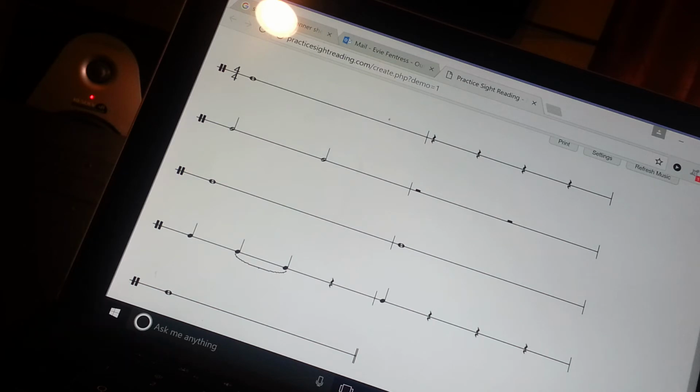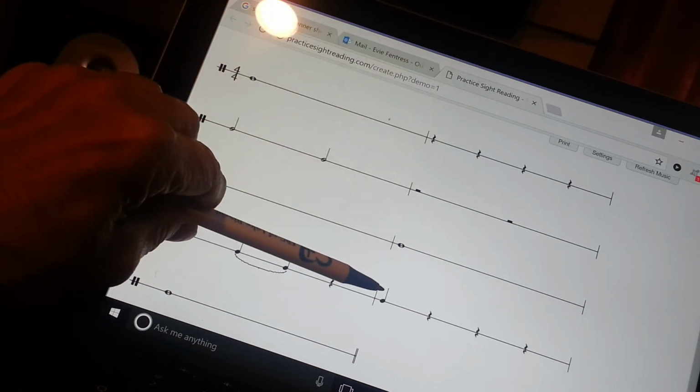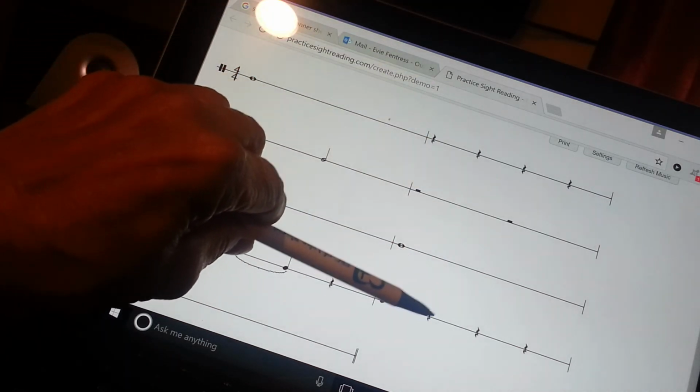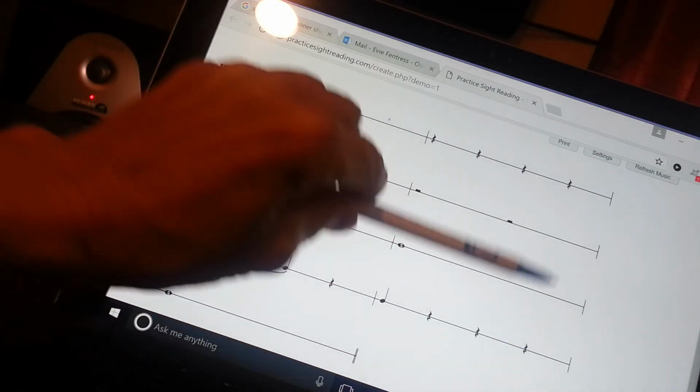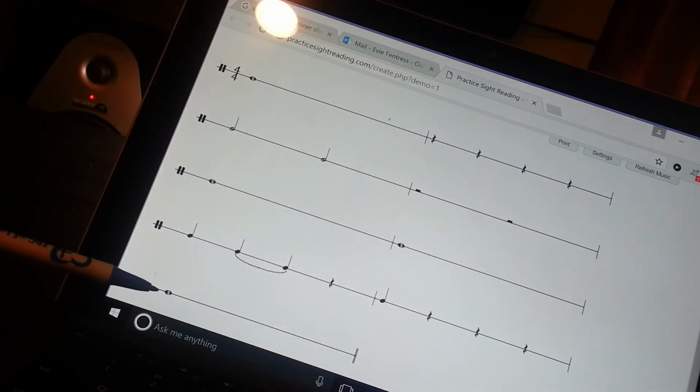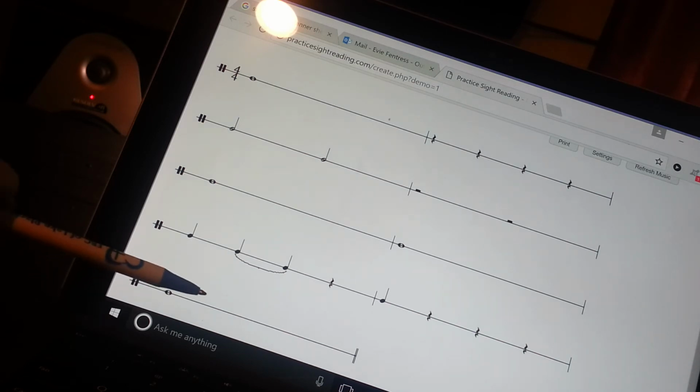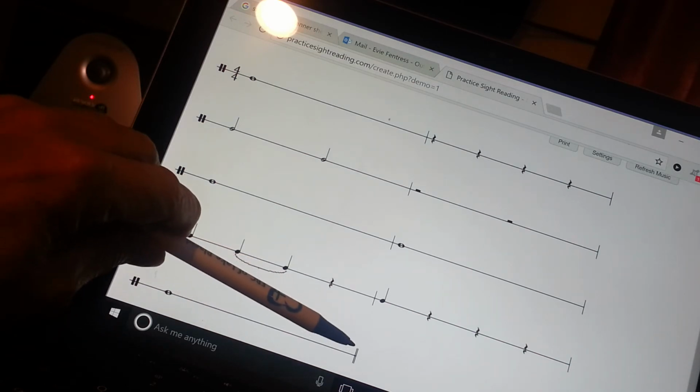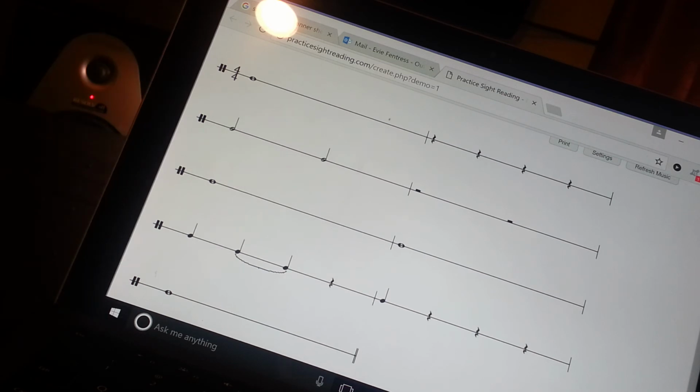All right, look at the next measure. Quarter note, 1 beat, rest, rest, rest, and how do I end up? Whole note, how many beats? 4. 1, 2, 3, 4. All right.